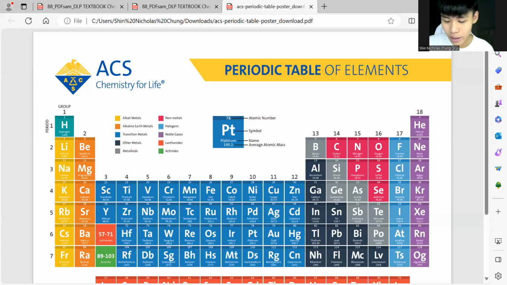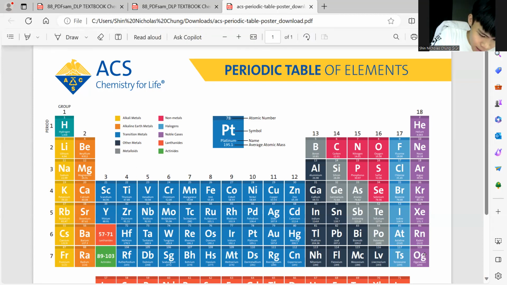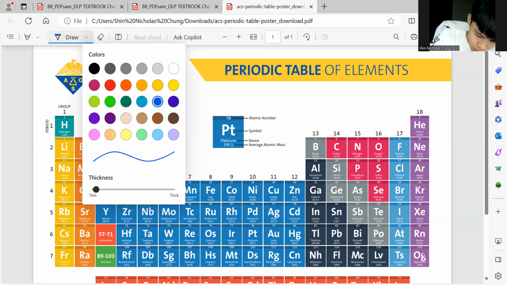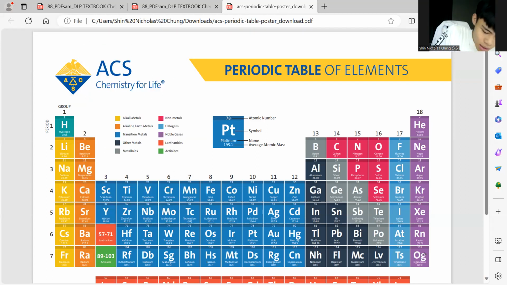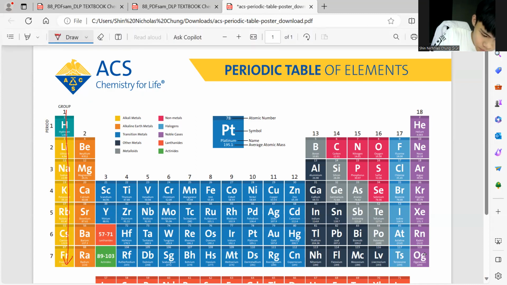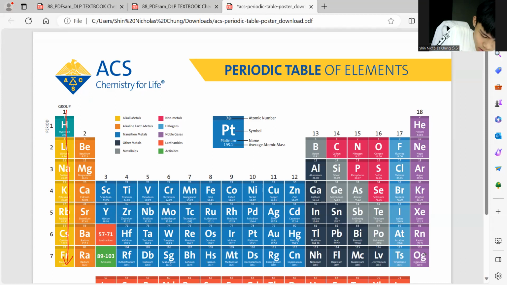Okay, so to know the periodic table in our KSSM syllabus, we only learn 3 groups. So how do you differentiate? We go to the basics first. Okay, group means this one, the one that goes down. You see it? This is what we mean by group.